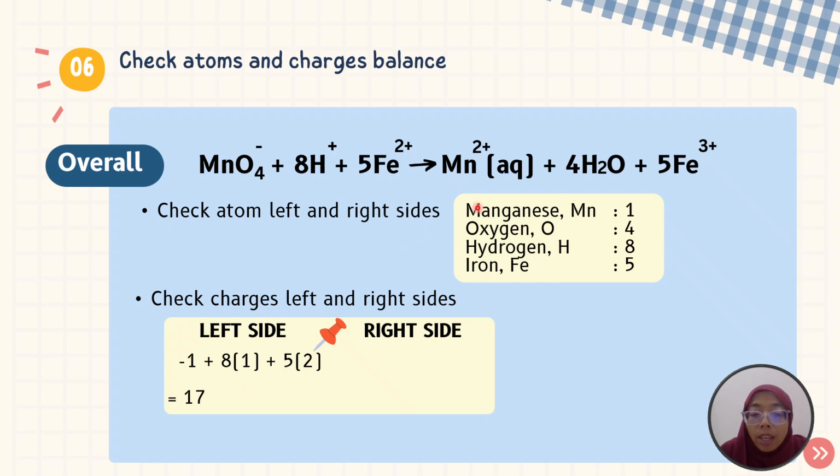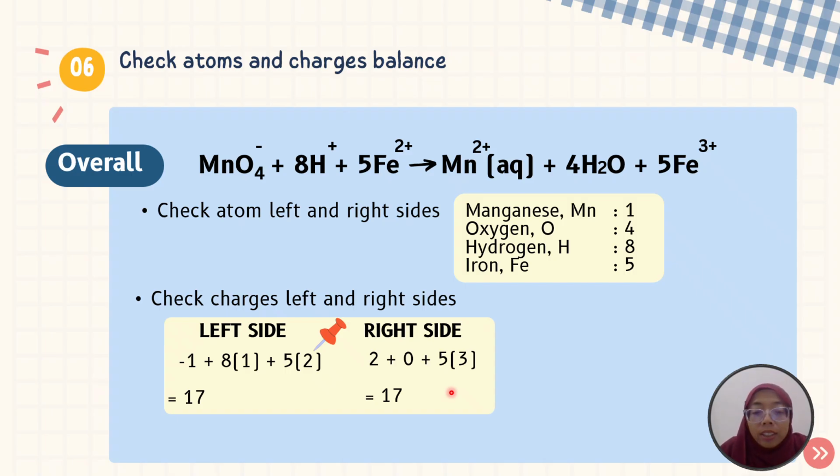For the right side, Mn2 plus, so 2. H2O is neutral, so 0 charge. For iron, 5 times 3 is 15. So 2 plus 0 plus 15 is 17. So the charge is balanced already.